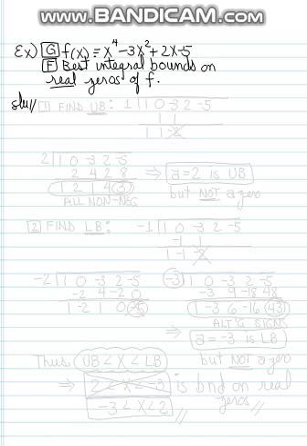Okay, so we're given this polynomial, fourth degree, and we're asked to find the best integral bounds on real zeros of f. Now, integral means whole numbers. We're not going to be messing with fractions here. We're just looking for the best upper bound and the best lower bound so we can put a restriction on what the zeros could possibly be. So let's go with step one.